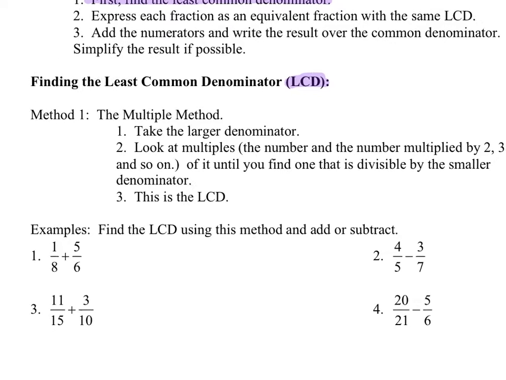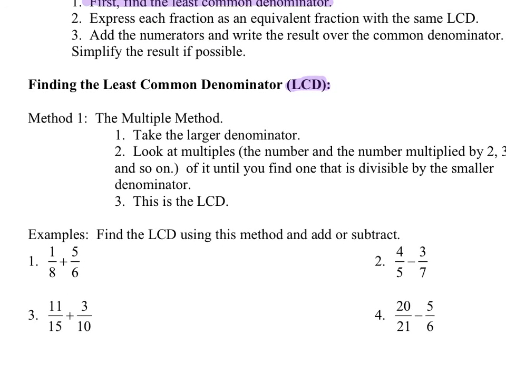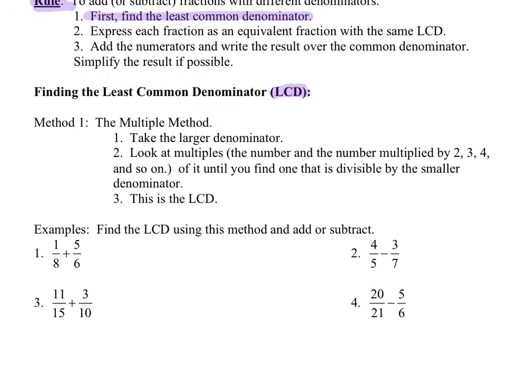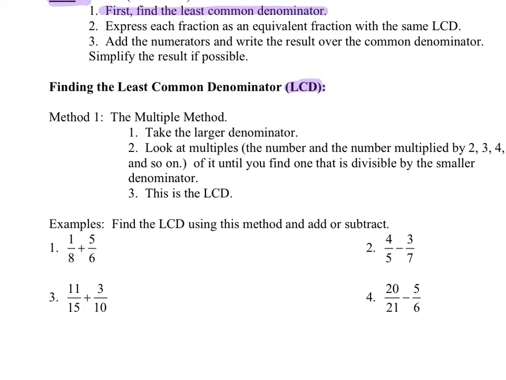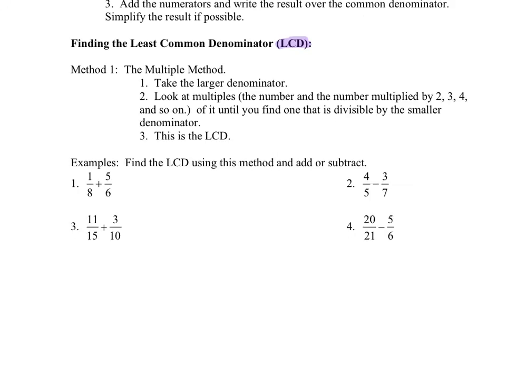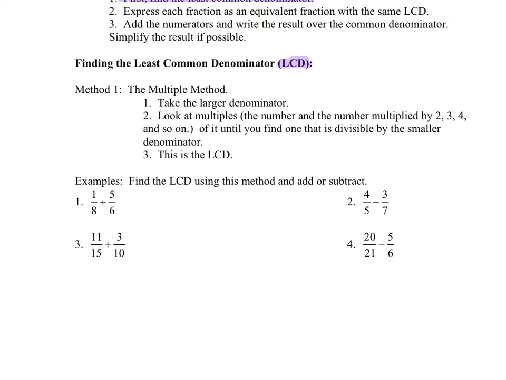Okay, now, one method is the multiple method. You take the larger denominator, look at multiples until you find one that is divisible by the smaller denominator. This is the least common denominator.